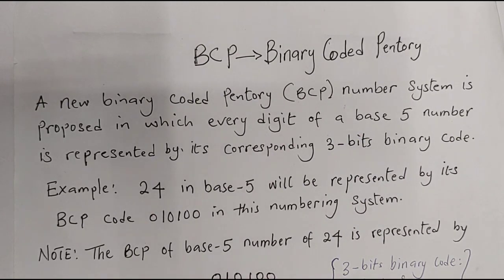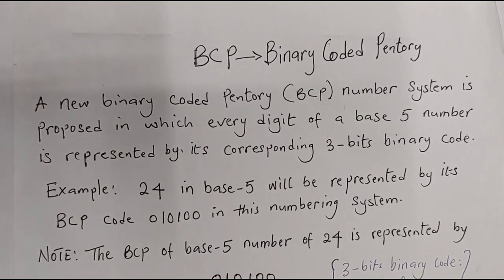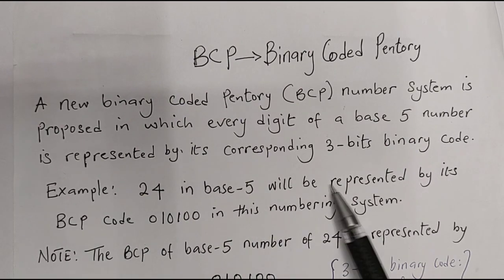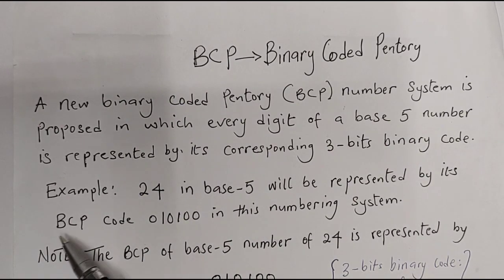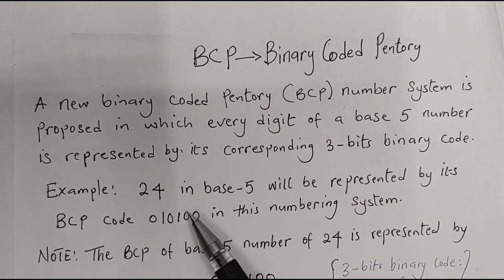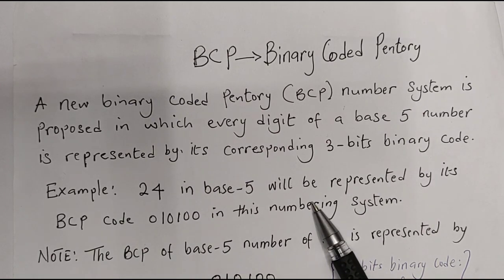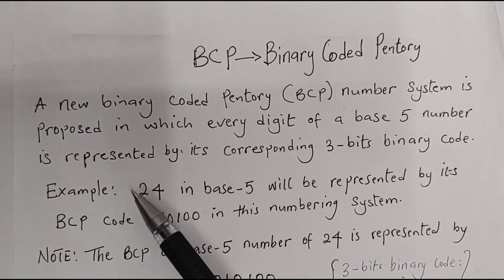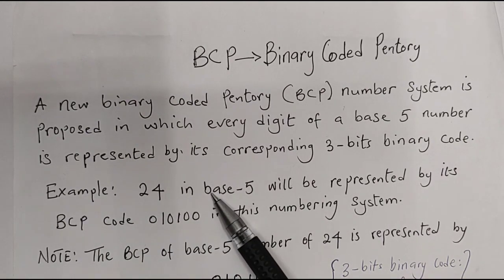Now let's take an example for you to understand this more. 24 in base 5 will be represented by its BCP code of 010100 in this numbering system. Now this is the BCP code to represent 24 in base 5.